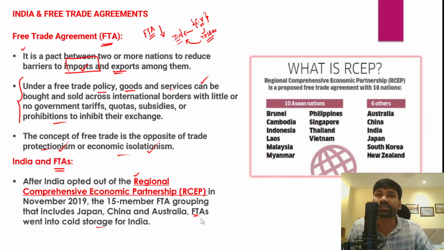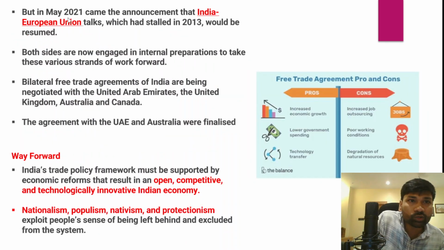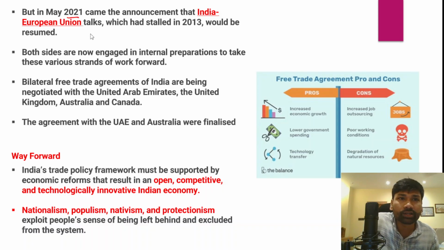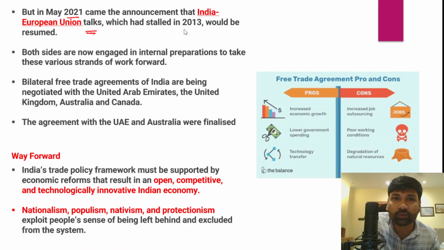It is another thing that we have concluded a free trade agreement with Australia and the United Arab Emirates, and we are also negotiating a free trade agreement with the European Union, Britain, and even Canada. These are the Regional Comprehensive Economic Partnership countries, 16 nations, but India was not part of it. But in 2021, India announced that India-European Union talks will be initiated.